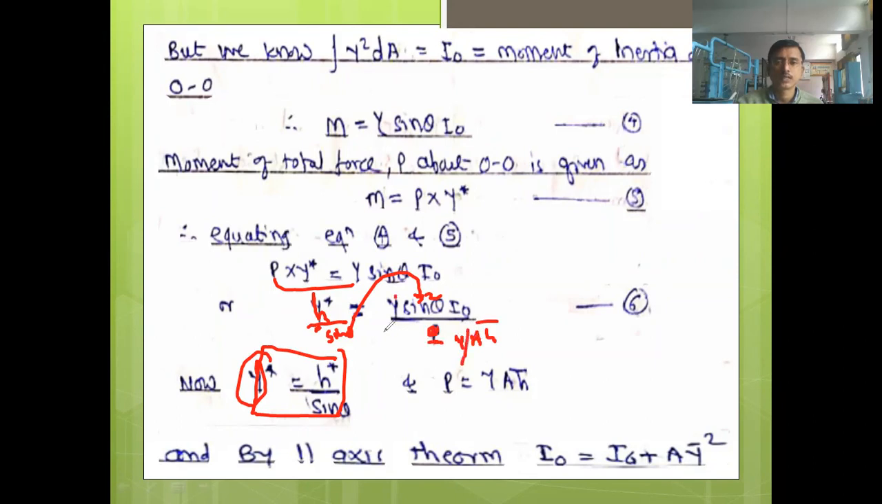So this gamma will get cancelled with this gamma, okay? And I will get here gamma h star is equal to, so here you can see, also instead of this I0 I will put Iz. This is according to the parallel axis theorem. Okay, I0 is equal to Iz plus A y bar square.